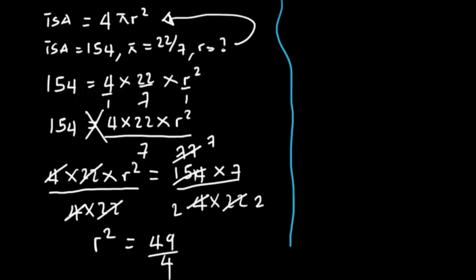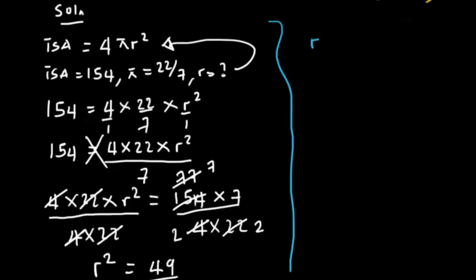Can we complete the remaining here? I will have r square equals 49 divided by 4. 4 in 4 will give me 1. 4 in 9 will give us 2, remainder 1. Put point, add 0. 4 in 10 will give us 2, remainder 2. Add 0. 4 in 20 will give us 5. So we have r square equals 12.25.